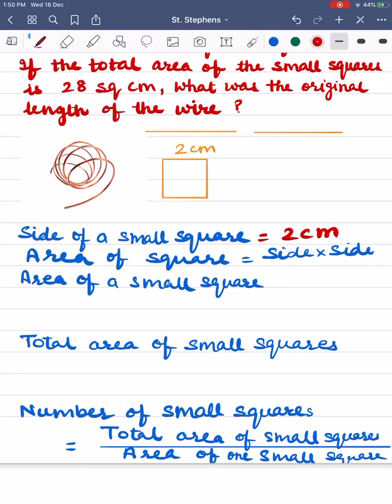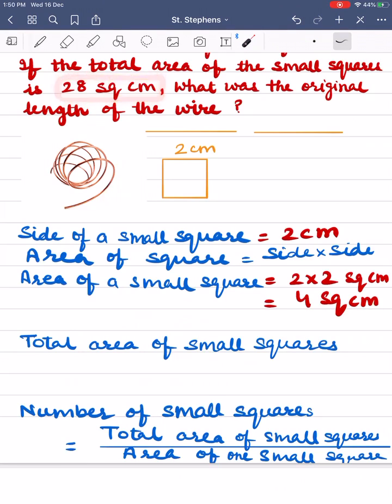So area of a small square is equal to 2 into 2 square centimeter. So we get here 4 square centimeter. Now total area of small squares is given as 28 square centimeters. So we write equals to 28 square centimeter. So the number of small squares is equal to total area of small squares divided by area of one small square. So it is 28 divided by 4.